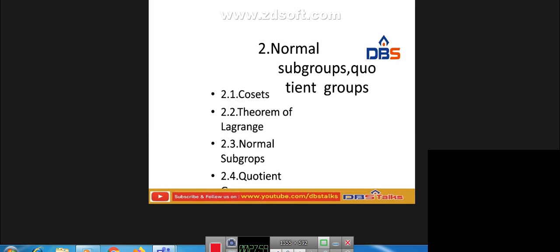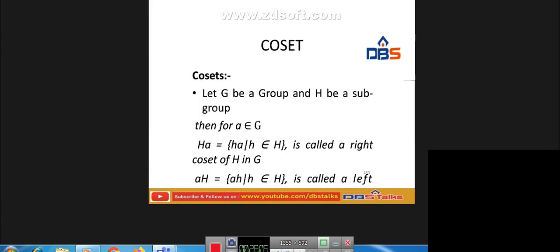Next, normal subgroups and quotient groups. Coset: let G be a group and H be a subgroup, then for A belongs to G, HA equals {ha such that h belongs to H} is called the right coset of H in G, and AH equals {ah such that h belongs to H} is called the left coset of H in G. These are called cosets.